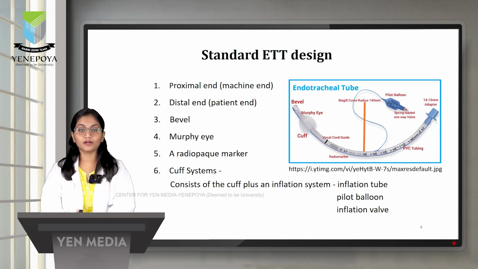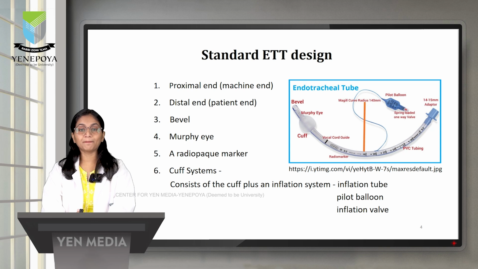Then we have the bevel. The bevel is the main lumen of the endotracheal tube through which the vapors and the gases are administered to the patient. Then we have the Murphy's eye. So Murphy's eye is an additional hole that is provided in case the bevel is obstructed with secretions, then the Murphy's eye can be used to ventilate the patient.